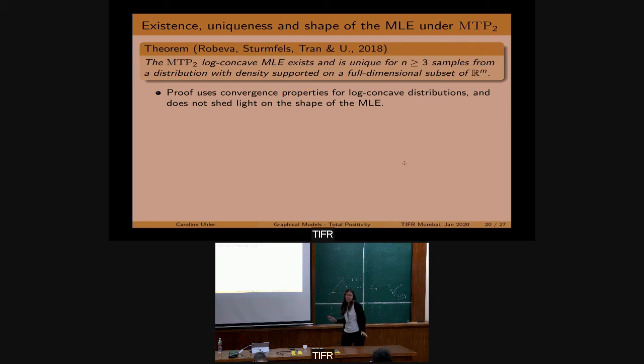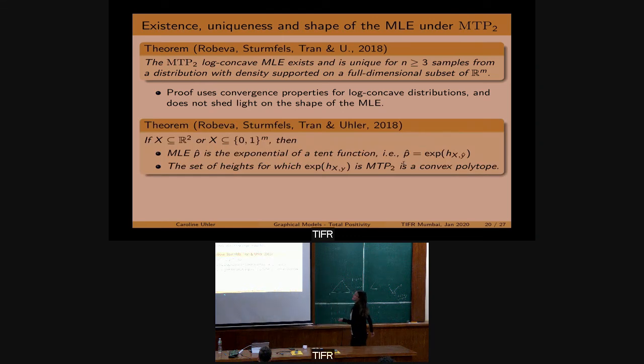Now the question is, is it always a tent function? The other proof is actually very easy to show that it's a tent function. This proof here doesn't give you any insight into the shape of the MLE. It just uses convergence properties of log concave distributions, etc. So the question is, can we solve it as a finite dimensional optimization problem or not?